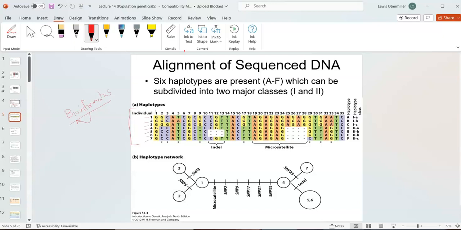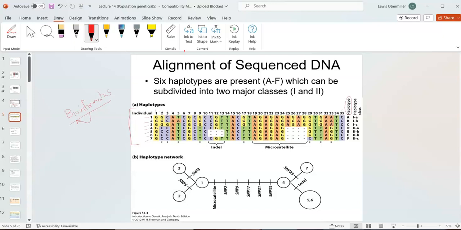These are each of the nucleotide positions that we're looking at, 1 through 35. And then we can classify them by haplotype. What's their type? And then we can do a haplotype class to group those as well.